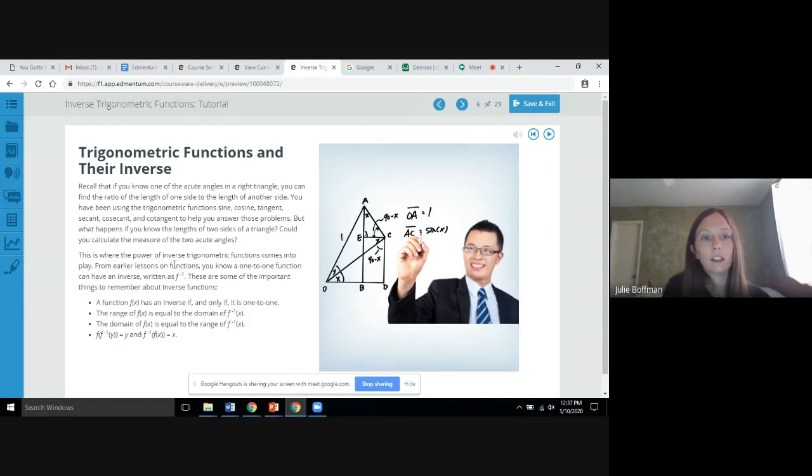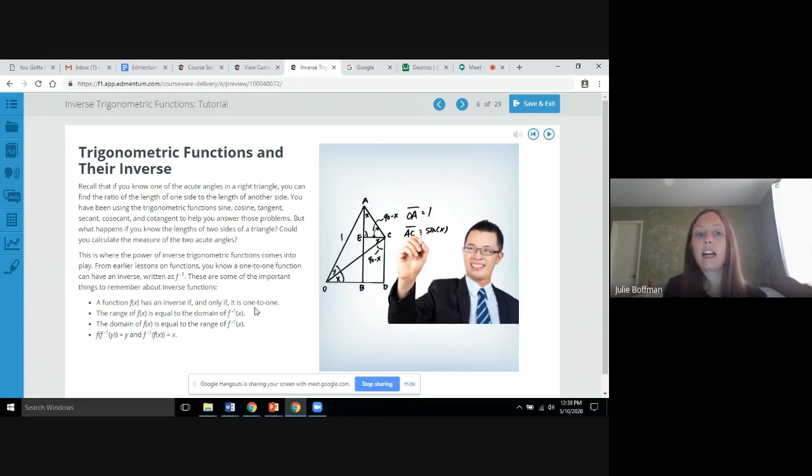From earlier lessons, you know, as a one-to-one function, you have an inverse. So this is just going back to what we learned about inverse in the first semester. I think it was in Unit 3. And these are some important things to remember. So a function f of x has an inverse if and only if it's one-to-one. So what does one-to-one mean? Every x value has one y value and every y value has one x value.